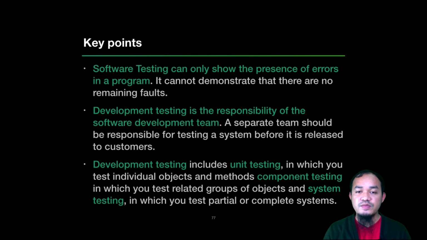Development testing is the responsibility of the software development team. That means development testing is the responsibility of the development team. This is for a small group. If there is a big development group, they may be separate. Development testing includes unit testing, component testing, and system testing. The unit testing is testing objects or methods. Component testing is testing the interfaces of a group of objects. The system testing is testing the integration between components that are combined to be the system.